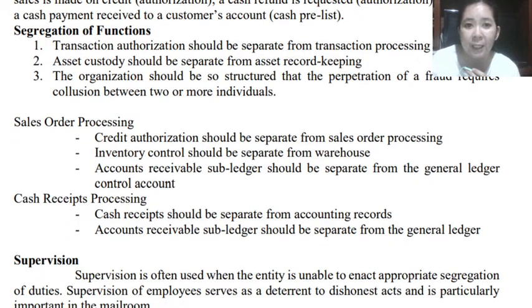For the sales order processing, of course, credit authorization, as mentioned earlier, should be separate from those who are processing it. Inventory control should be separate from the warehouse. Accounts receivable subledger should be a separate responsibility from the general ledger control account. For the cash receipts processing, of course, the cash receipts should be separated from the records, meaning there should be two persons who will handle this separately. Accounts receivable subsidiary ledger should also be separate from the general ledger.